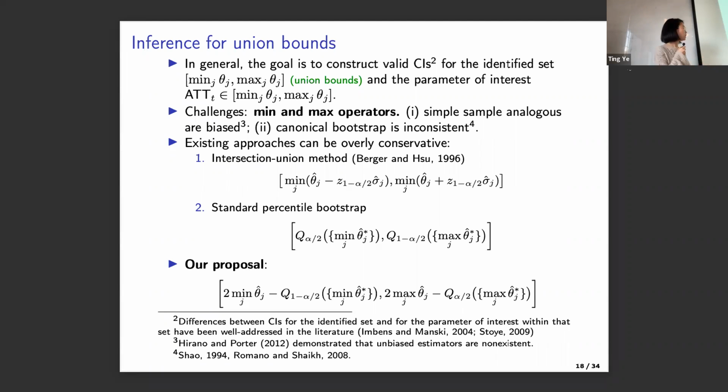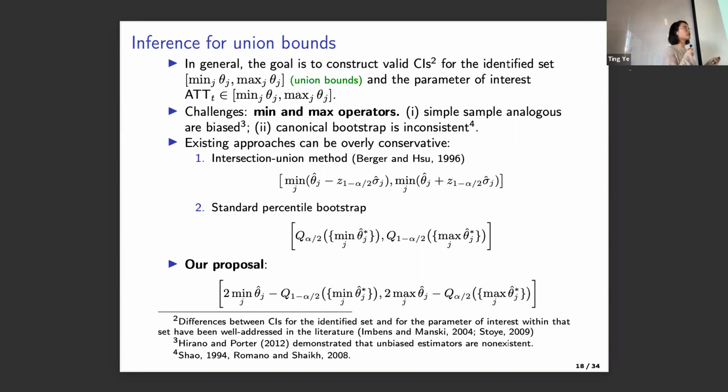It's covered in the very famous paper by Imbens and Manski 2004, and the Stoye paper 2009. In our case, the challenge is essentially in the minimum and maximum operators, because the simple sample analogs, if you calculate the minimum of the theta j hat, will be biased if there's no single parameter that achieves the minimum or maximum. And the canonical bootstrap is also inconsistent.